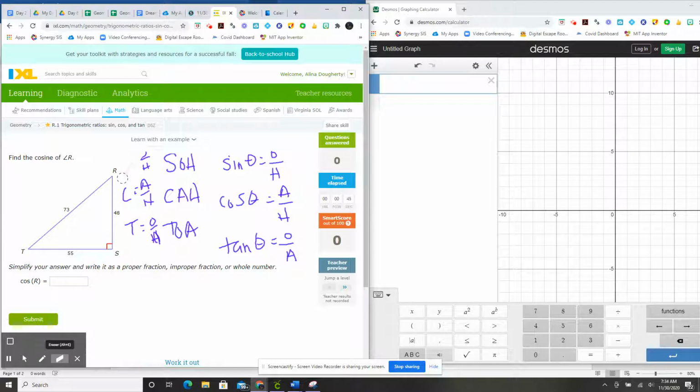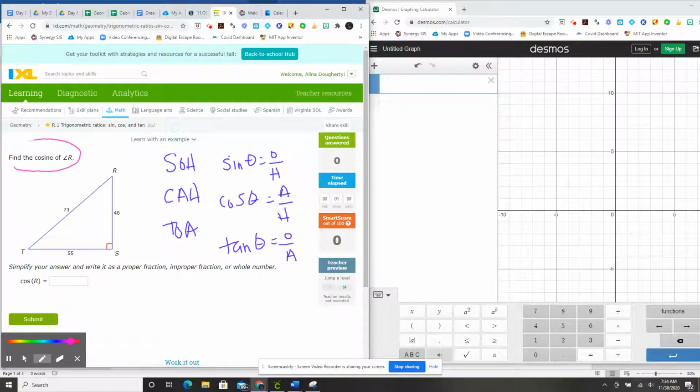Remember from last week how we went across the triangle and labeled hypotenuse, always across from the right angle, opposite, always opposite the angle you're given, and then adjacent is going to be your other side.